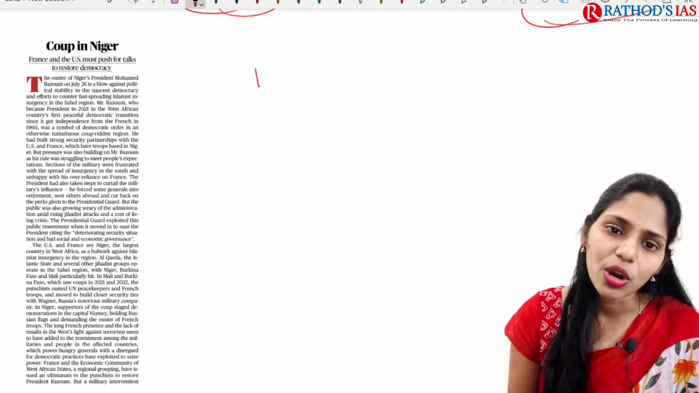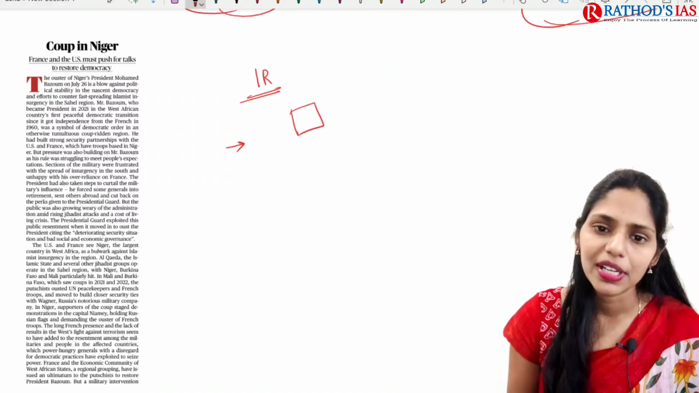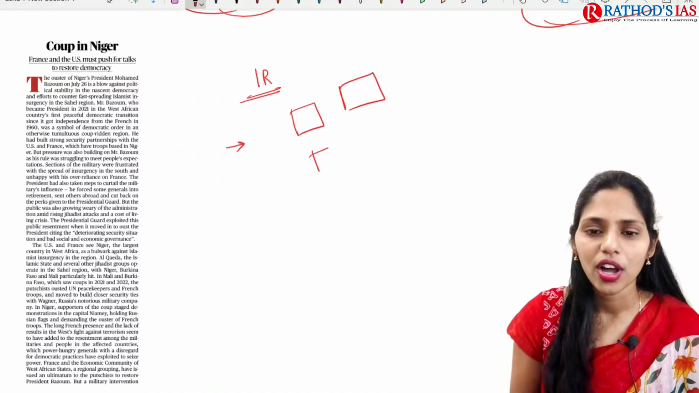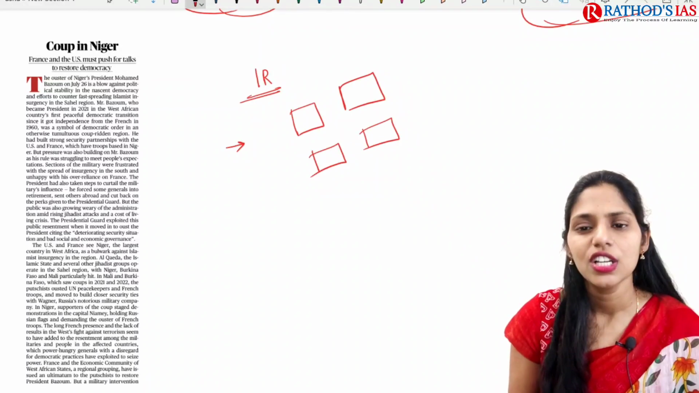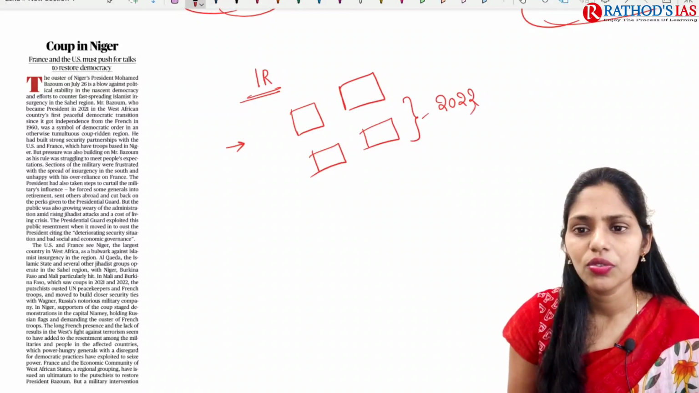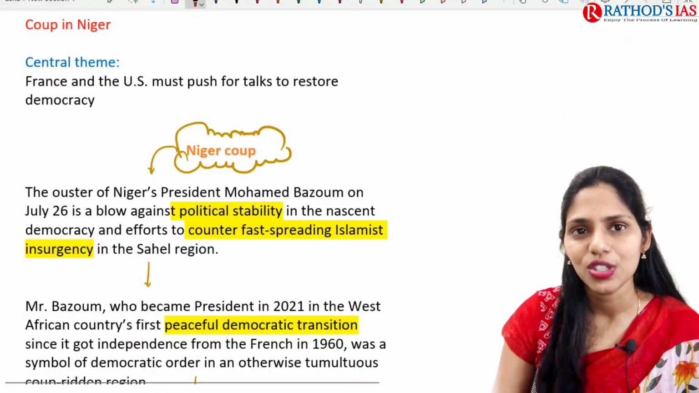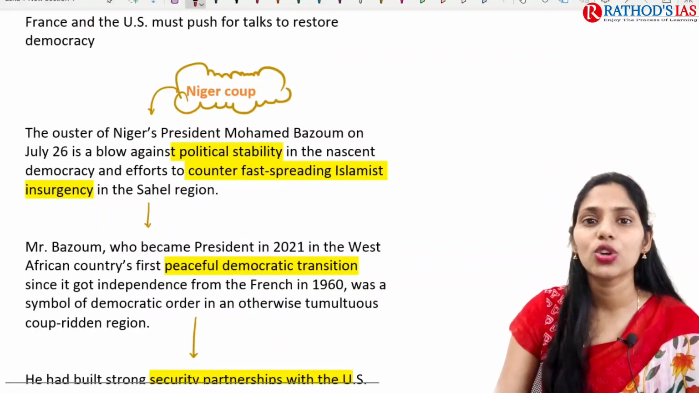So as I said, this topic is important from international relations, and you can get a question like the capital city as well as country, or place in news as well as country. This thing happened in 2022 prelims and 2023 prelims also. So now let us try to see this topic in detail. This article is focusing on the Niger coup.